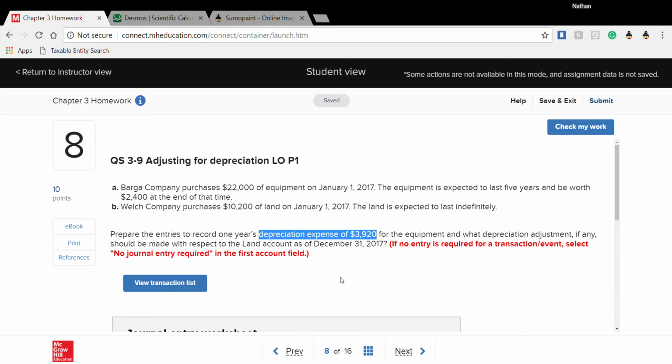So we don't have to worry too much. But basically, this is the formula that you would have used. We would have taken the 22,000 minus the 2,400, their salvage, and then divide that subtraction by the 5 years.